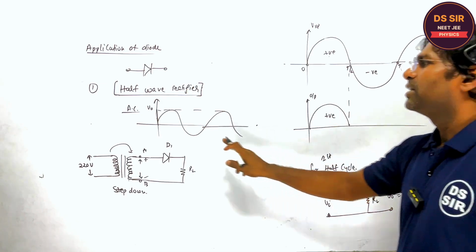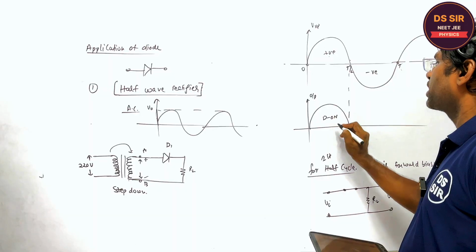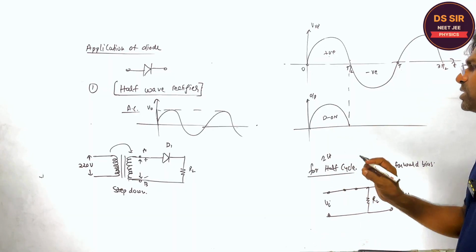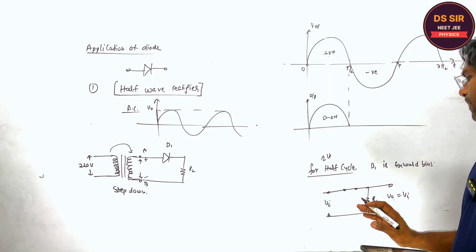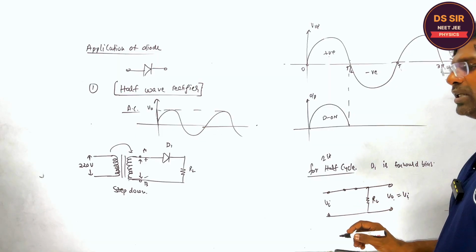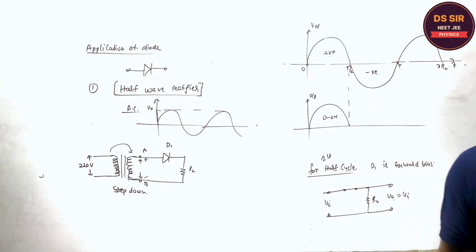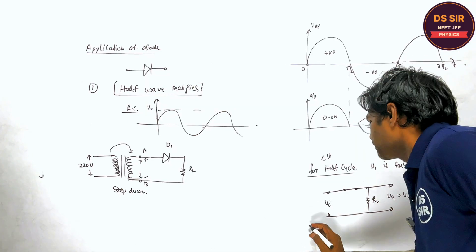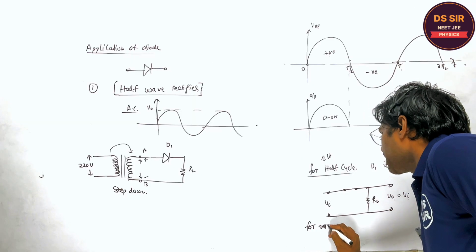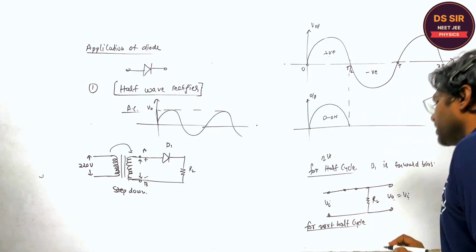In this case, for the first half cycle, the diode is on, and the output voltage is equal to the input voltage. Do you understand this thing or not? Right? For the next half cycle, you tell me, what is the next half cycle?